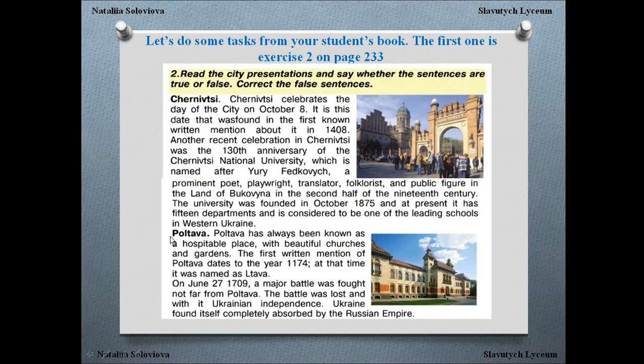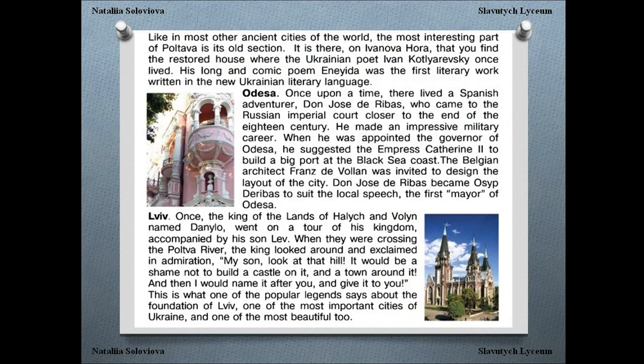Poltava. Poltava has always been known as a hospitable place with beautiful churches and gardens. The first written mention of Poltava dates to the year 1174. At that time it was named as Ltava. On June 27, 1709, a major battle was fought not far from Poltava. The battle was lost, and with it Ukrainian independence. Ukraine found itself completely absorbed by the Russian Empire.